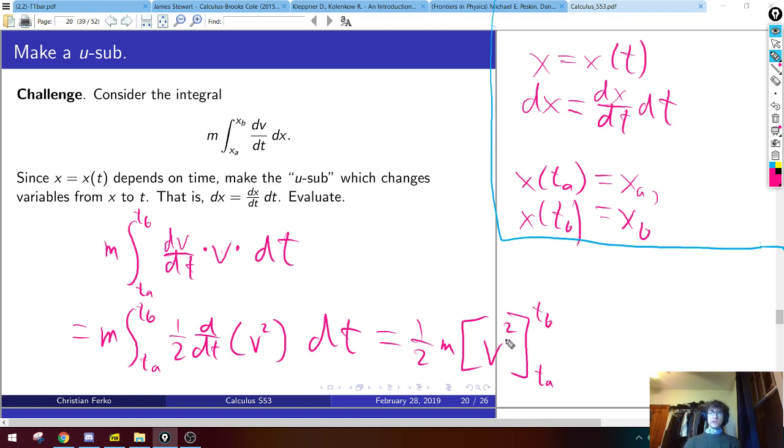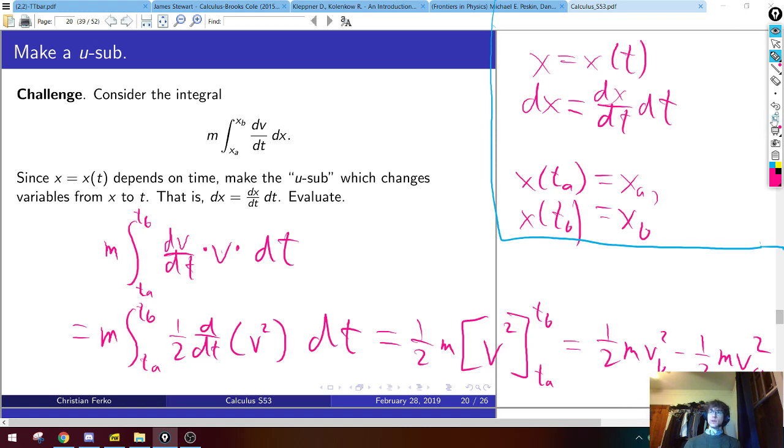Okay, and we might as well invent some new notation. Why don't we just say that the velocity at the time tb is vb, and the velocity at the time ta is va, so then this thing is 1/2 m vb squared minus 1/2 m va squared. Good. Are you happy with that? Yes.